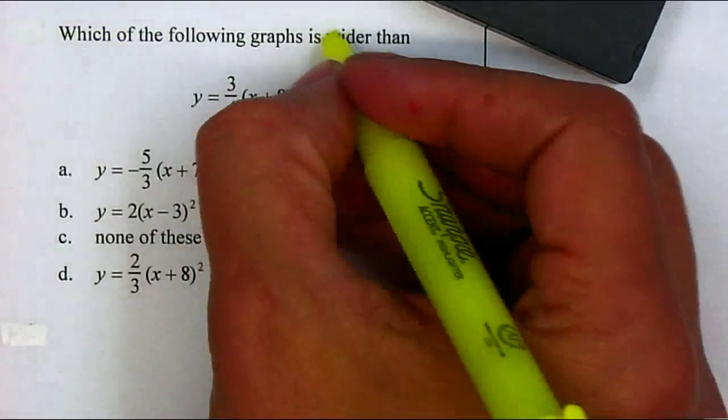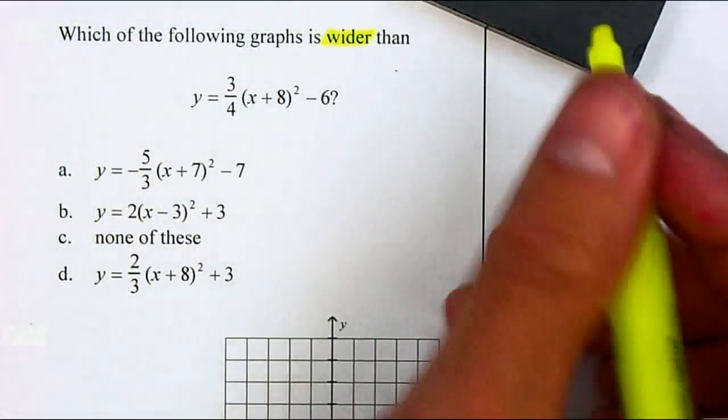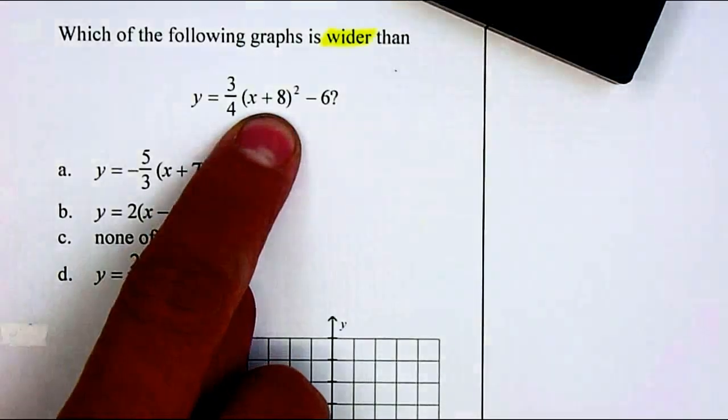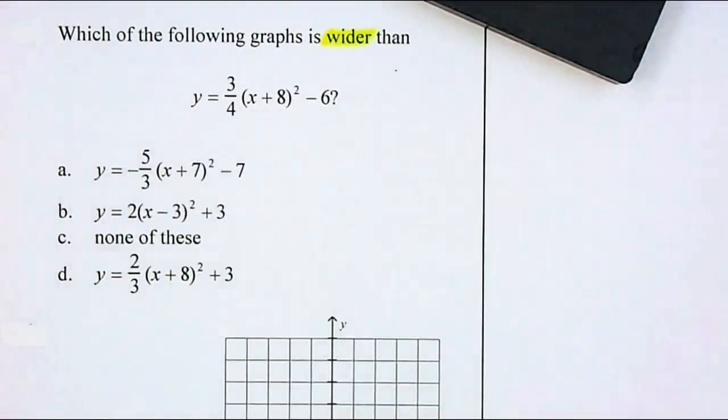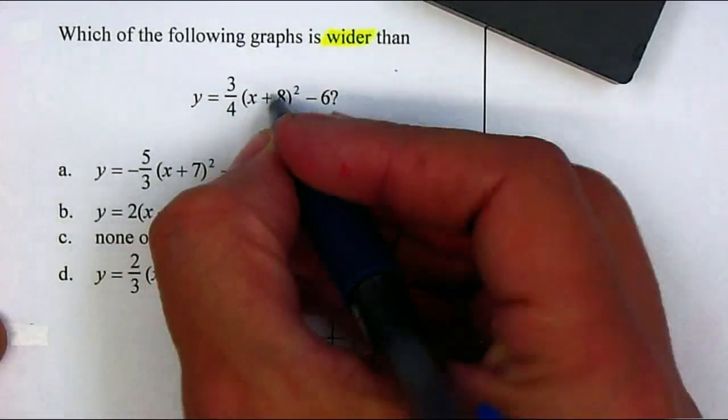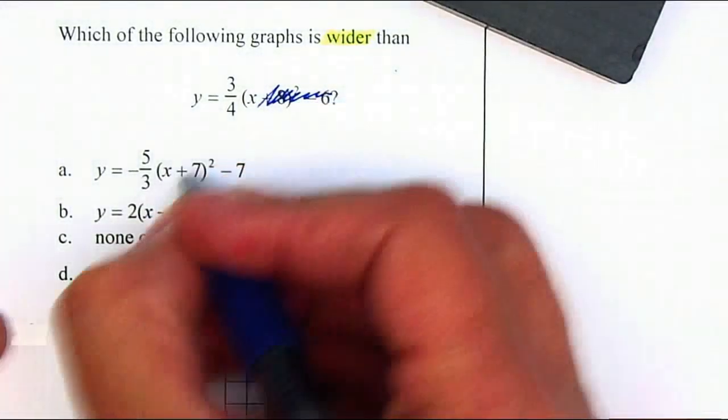Which of the following graphs is wider? I'm looking for a graph that is wider than this one here. Now, I don't need the location of the graph. So the H and the K is not going to help me answer this question.